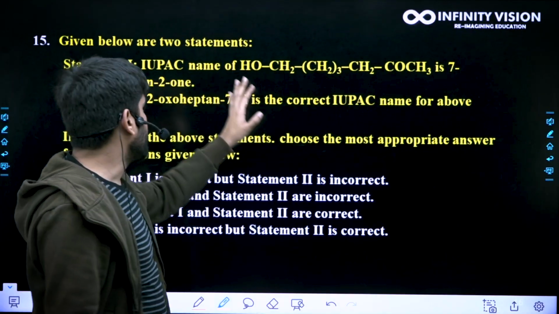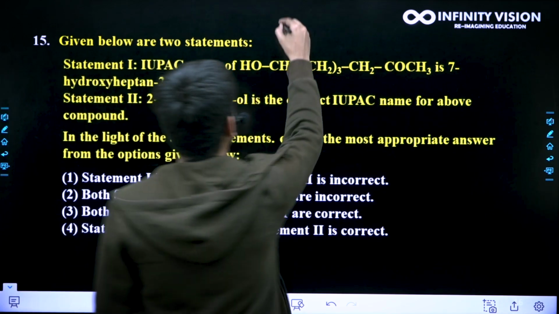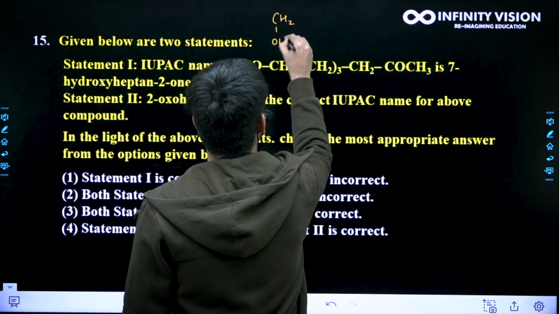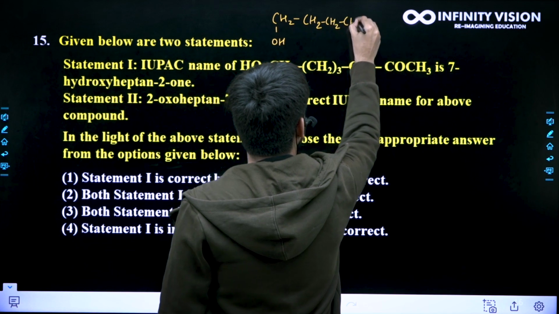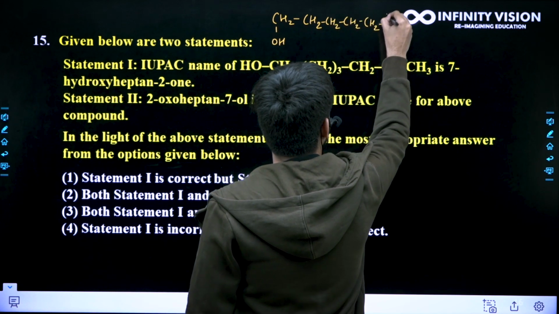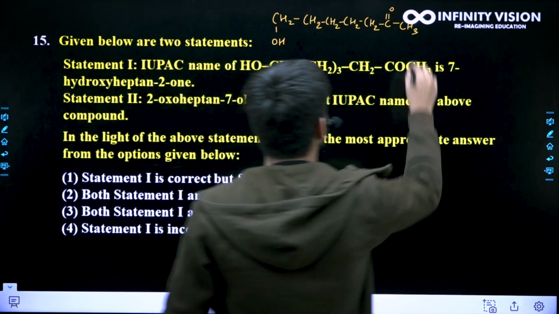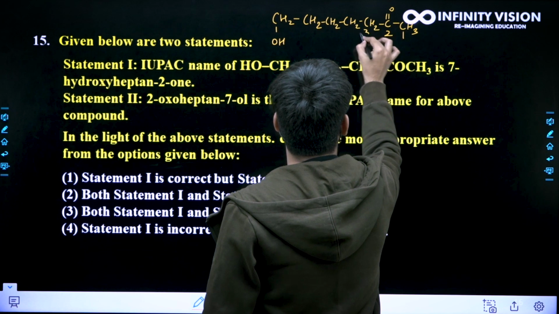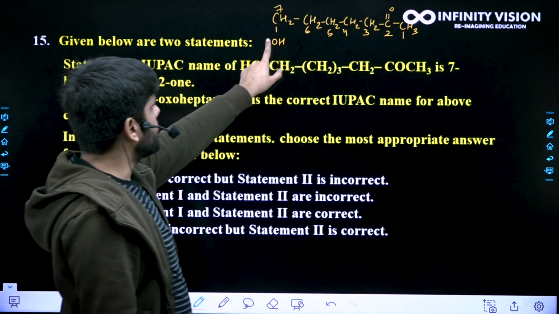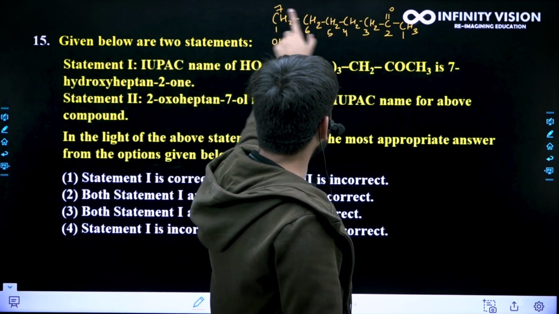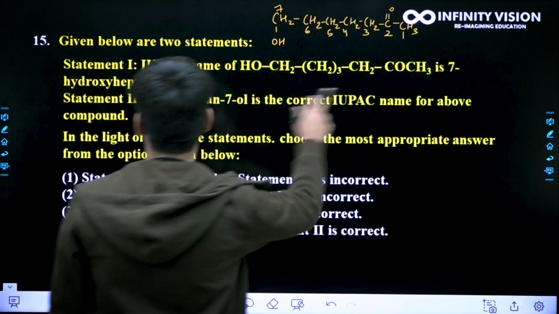Given below are two statements. Statement number one is the IUPAC name of this. Let us write it in this form: CH2, CH2, CH2, CH2, C double bond O, CH3. So let us find the IUPAC name of this. This is 1, 2, 3, 4, 5, 6, and 7. So what is this? This is 7-hydroxy heptan-2-one. Yes, 7-hydroxy heptan-2-one.